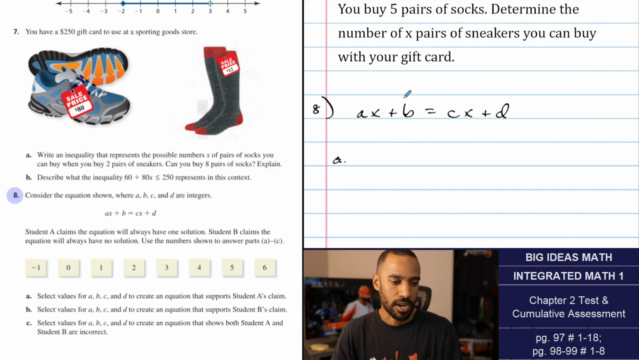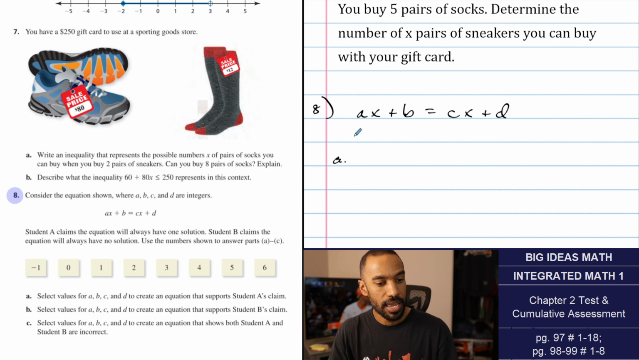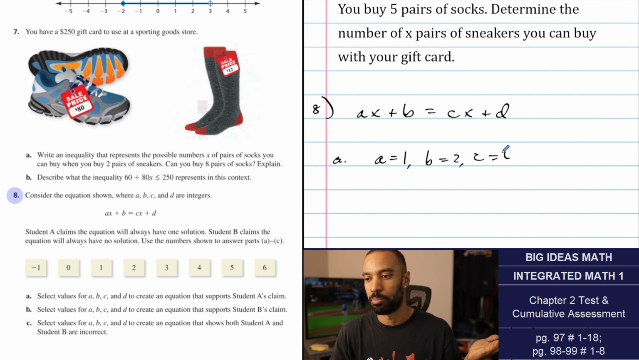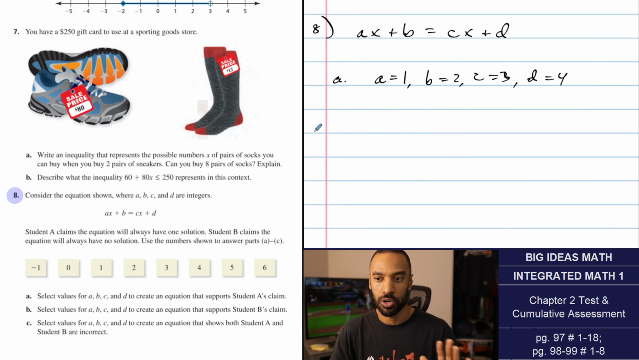Student A and B are no. Select values for A, B, C, and D to create an equation that supports student A's claim. For student A's claim, one solution. A and C just have to be different numbers. That's it. A can be 1, B can be 2, C can be 3, D can be 4. Boom. As long as A and C are different, they won't cancel. B and D can be the same. X can equal 0. That would be one solution.